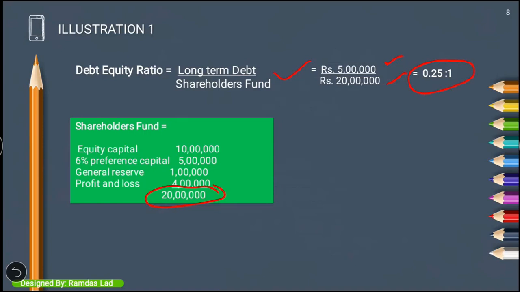So this is the debt to equity ratio. The lower the ratio, the more favorable it is for the company. So here the answer is 0.25 is to 1. In this way, we can calculate balance sheet ratios.